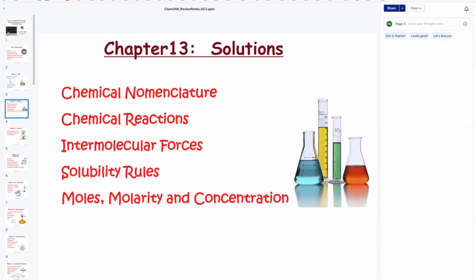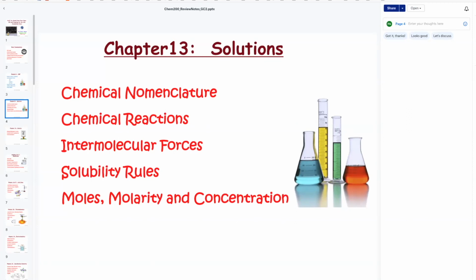Then what we have here is solution chemistry. Understand the chemical nomenclature. Okay, chemical nomenclature, again, is their formula. Chemical reactions in solution chemistry. When one solid is dissolved into a solution and a precipitate forms, you guys should be able to tell me, oh yeah, that's a double displacement reaction, that's a single displacement reaction. Know the identity of the precipitate that forms.